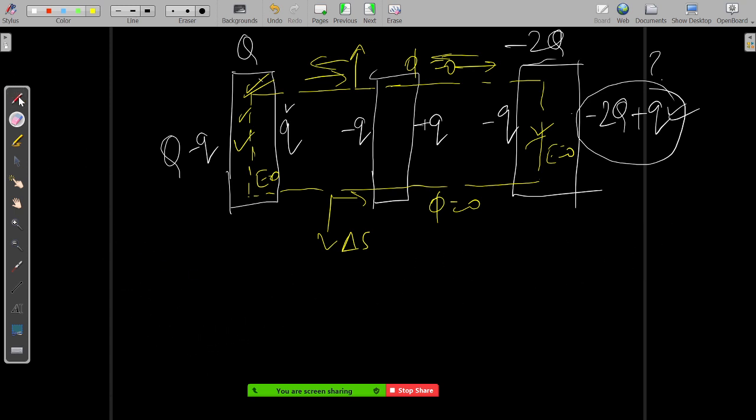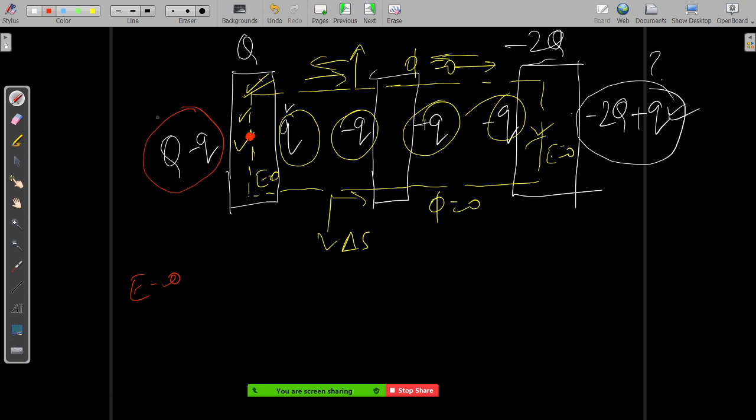Now the problem is, you can see that all the electric fields due to these are getting cancelled out. That means if you try to take the electric field at this point, I'll take another color, let's say this one, that electric field has to be equal to zero. That electric field is due to this charge and this charge.